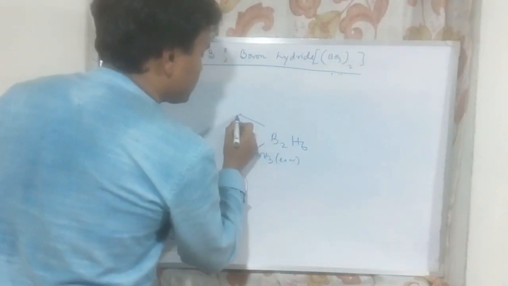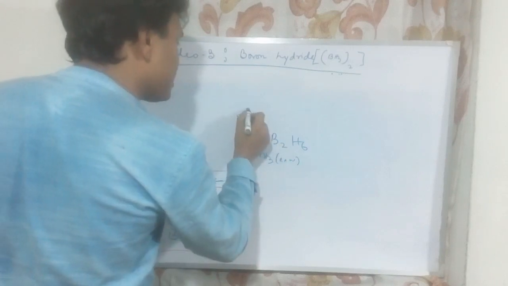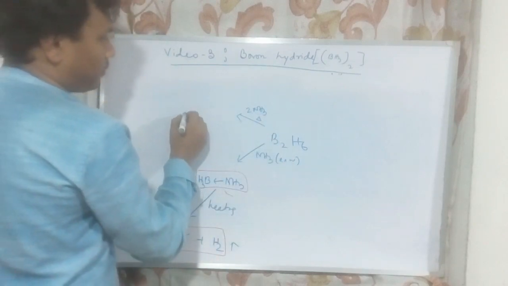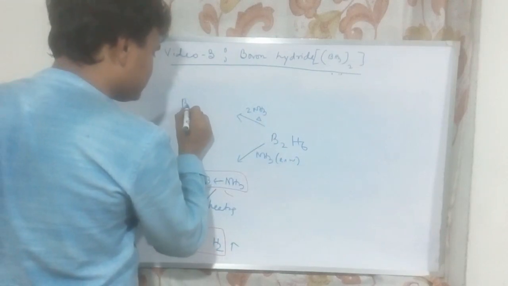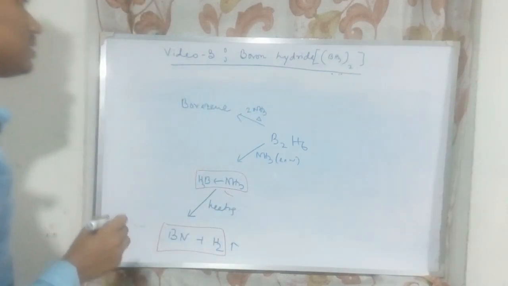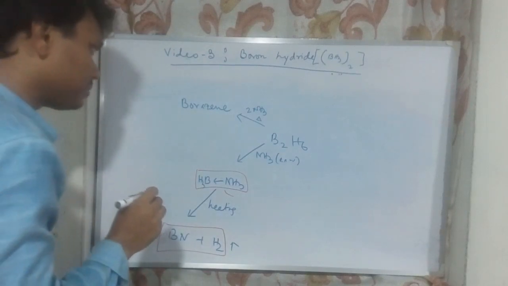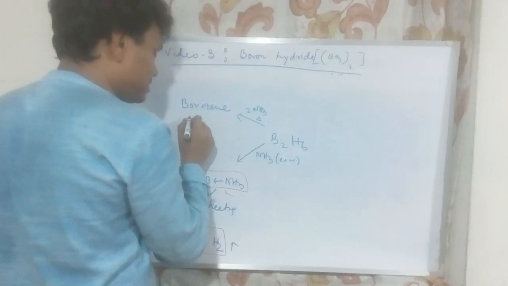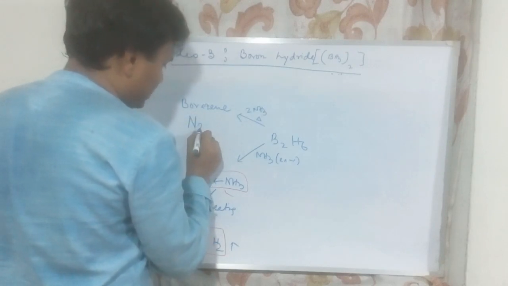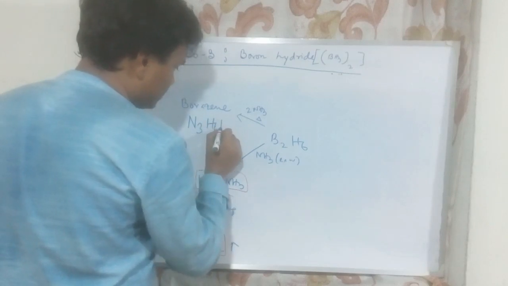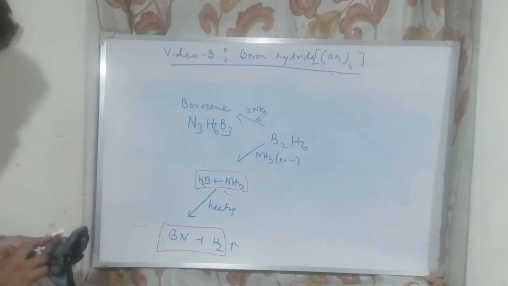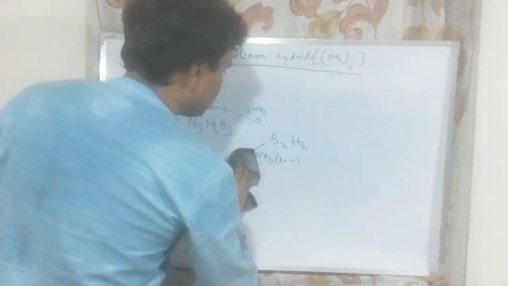In presence of stoichiometric ammonia, that is 1 boron to 1 ammonia, and at high temperature, this results in the formation of borazine, a cyclic compound which contains no carbon, but its structure is similar to benzene. That's why this is called inorganic benzene, and its formula is B3N3H6. So we will see the structure of borazine.